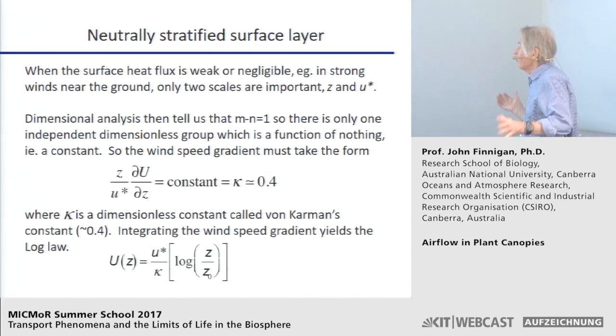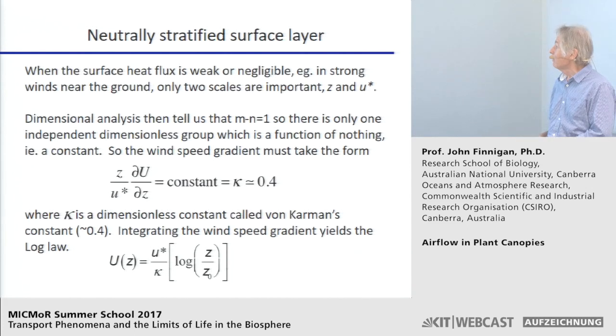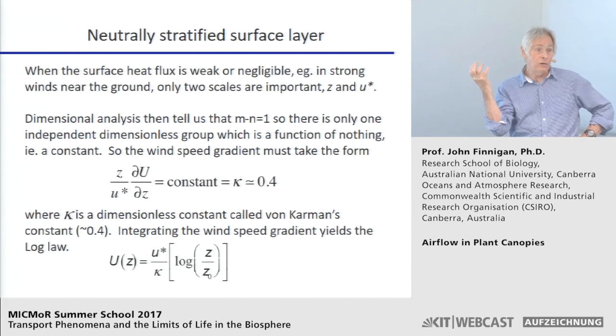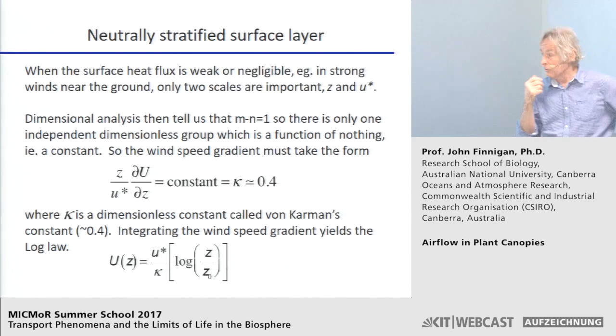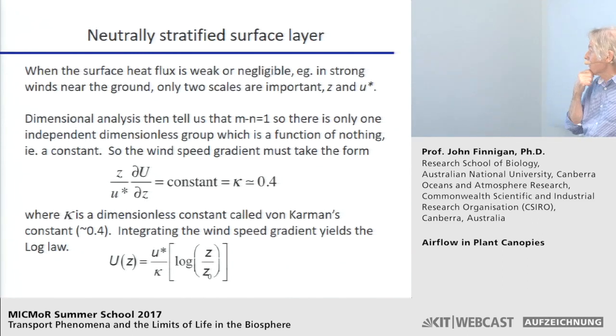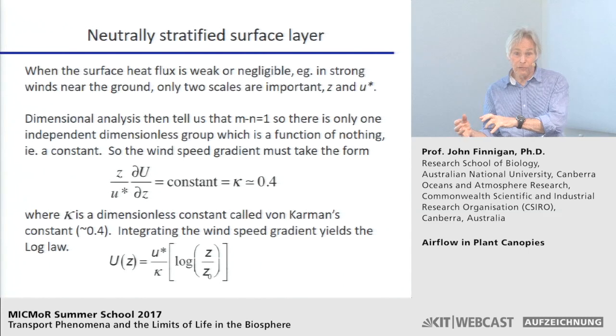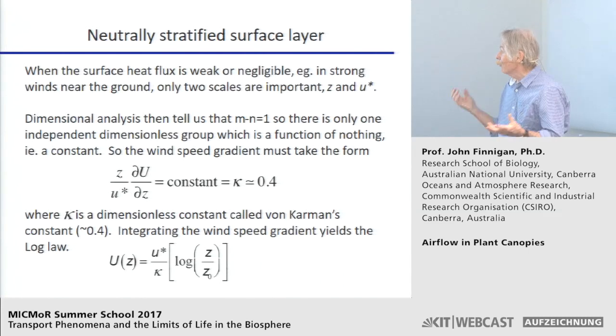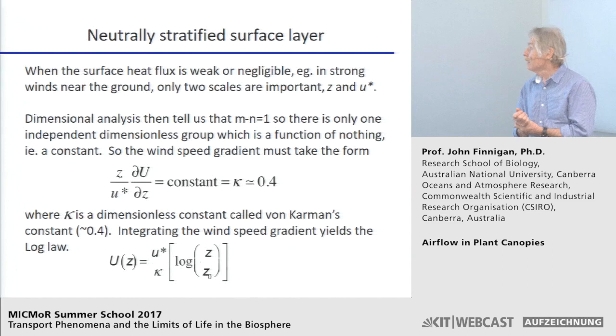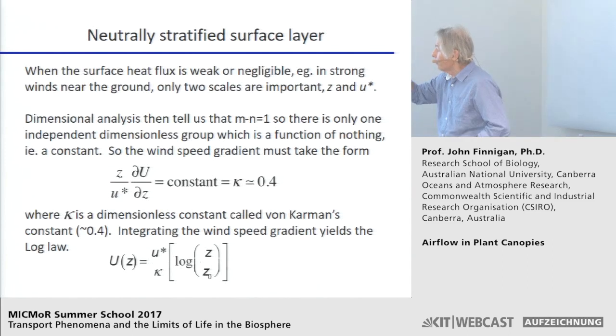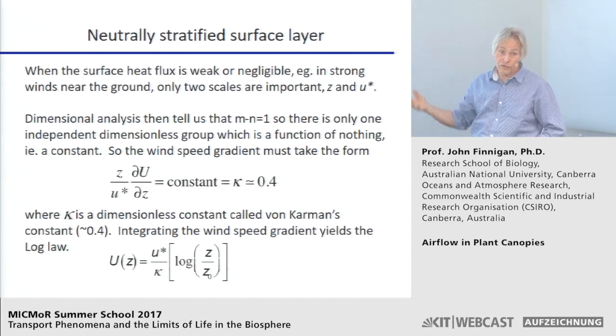So let's imagine that this surface heat flux is weak or negligible to start with, so strong winds near the ground. Now there are only two scales because Q0, the temperature flux, or the buoyancy flux, is 0, and the buoyancy parameter is unimportant. So now there's only n-1 independent dimensionless groups. It can't be a function of any other dimensionless group because there aren't any. So it's a function of nothing. In other words, it's a constant. So the wind speed gradient has got to take the form z upon u star du dz is a constant.